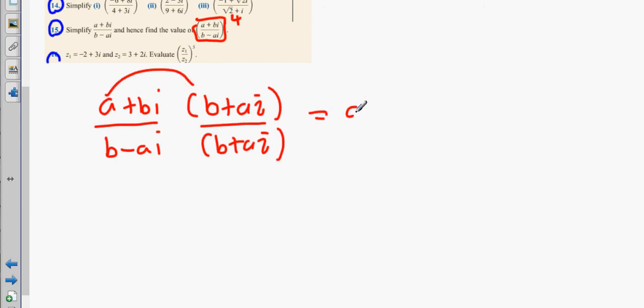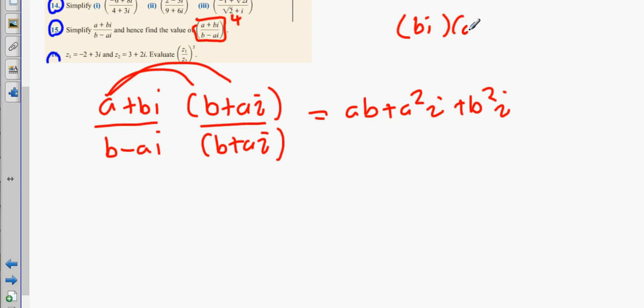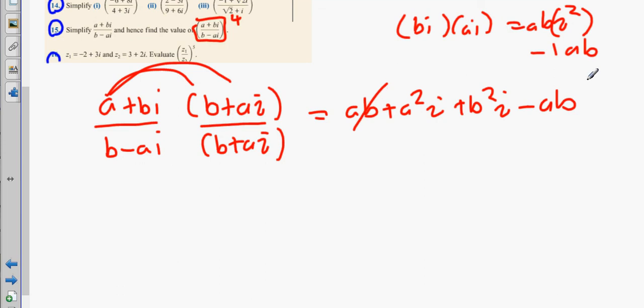So we're going to have a times b, which is ab. We're going to have a times ai, which is going to be a squared i. We're going to have bi times b, which is going to be b squared i. And then we're going to have bi times ai. So bi multiplied by ai is going to be ab i squared, which is the same thing as minus ab, because i squared is minus 1. The ab's cancel. And then we're left down the bottom with this.